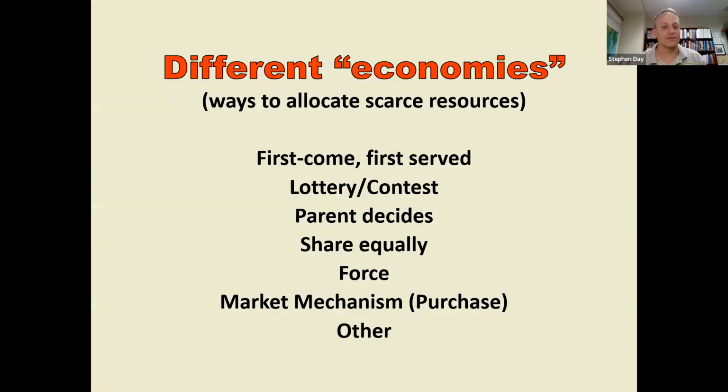Okay, so there's a lot of different economies out there, and you probably do some of these in your house already. So for instance, when a parent decides, that's a way that we can decide who does a job, or who gets this treat or that treat, or how much screen time, or things like that. There's all sorts of different ways that human beings allocate resources and decide who gets what. First come, first serve, a lottery, a contest, force, share, things like that.